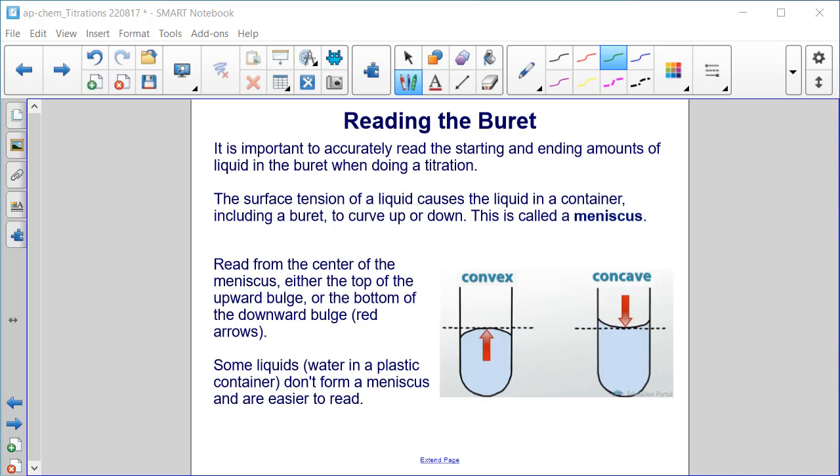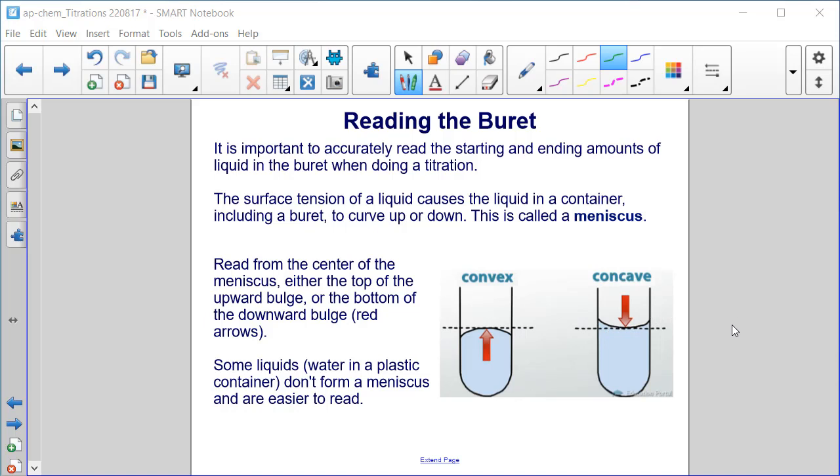Reading the burette. There are some things we have to keep in mind when we're reading the volume from the burette. It's important to accurately read the starting and ending amounts of liquid in the burette when doing a titration. The surface tension of a liquid causes the liquid in a container, including a burette, to curve up or down. This is called a meniscus. So curving up is convex, curving down is concave.